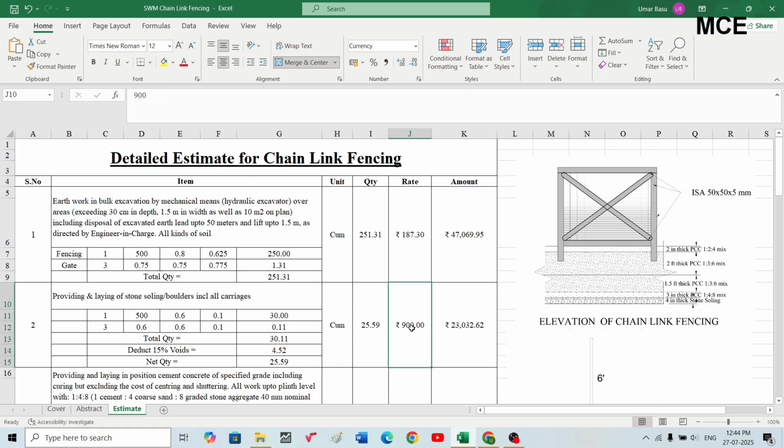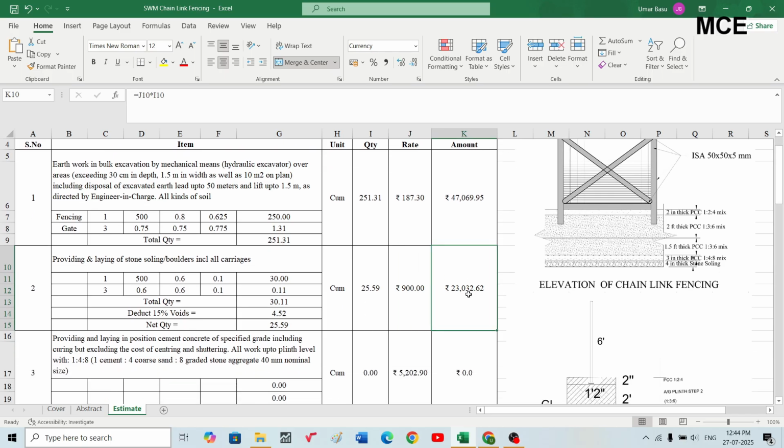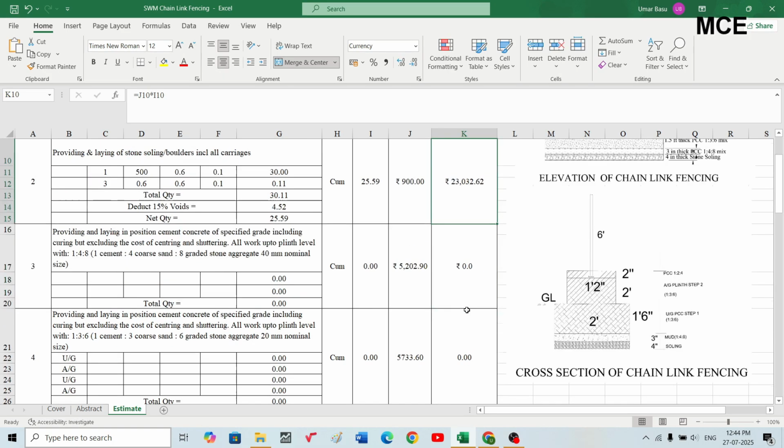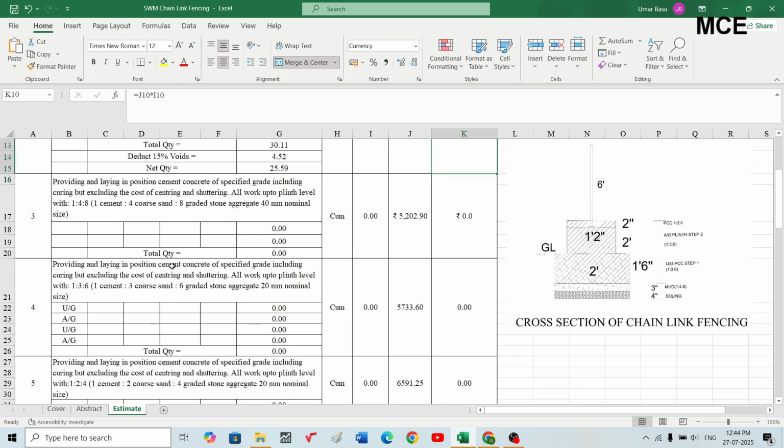Rate for this item in my country is 900 rupees per cubic meter. So total amount will be 23,032.62 Indian rupees. Okay, this is for the stone soling. Okay, after that we have to lay the plain cement concrete of lean mix, that is 1:4:8.